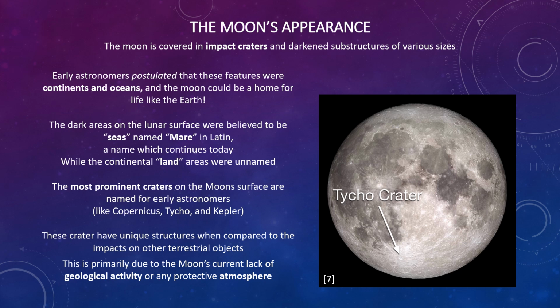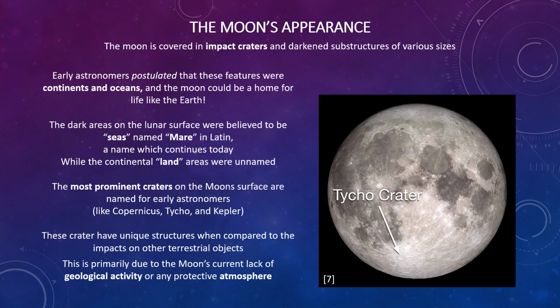Now we know a little bit more about this. We know that the moon has very little atmosphere, if none at all, and we know that the moon does not have life on it. So the dark areas on the lunar surface were believed to be seas in the past, and so were called mare in Latin, which is still what we describe them as. We call them mare, whereas the land areas were unnamed. The prominent craters on the moon's surface are named after some early astronomers. For instance, there are the Copernicus craters. We can see the Tycho crater marked on the image on the right.